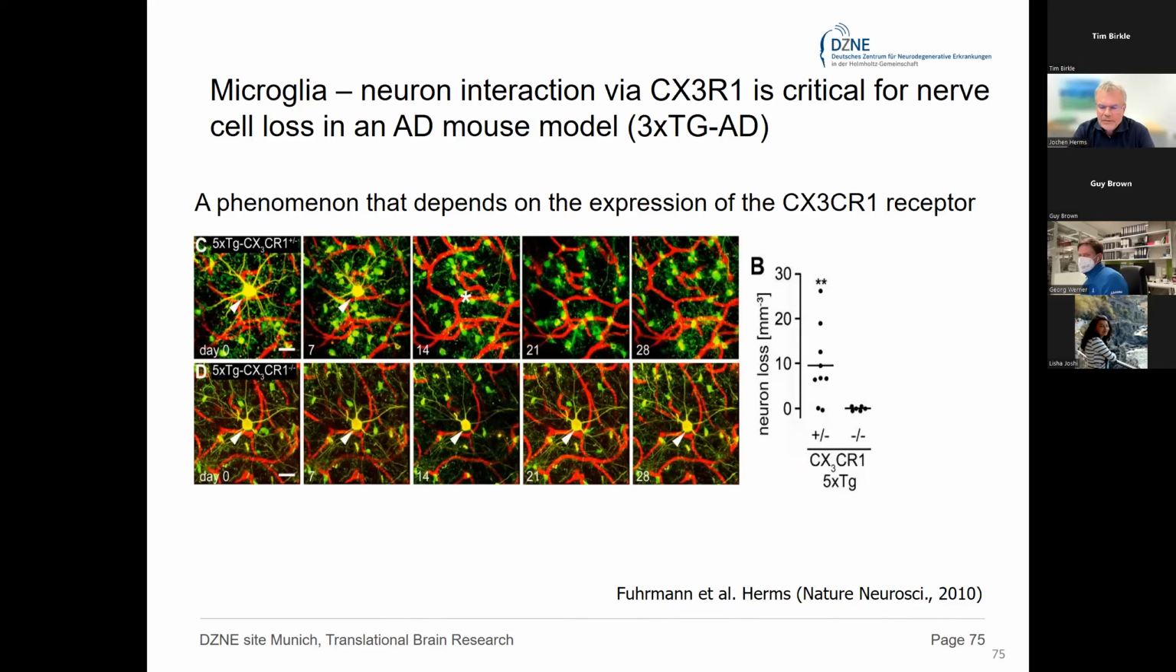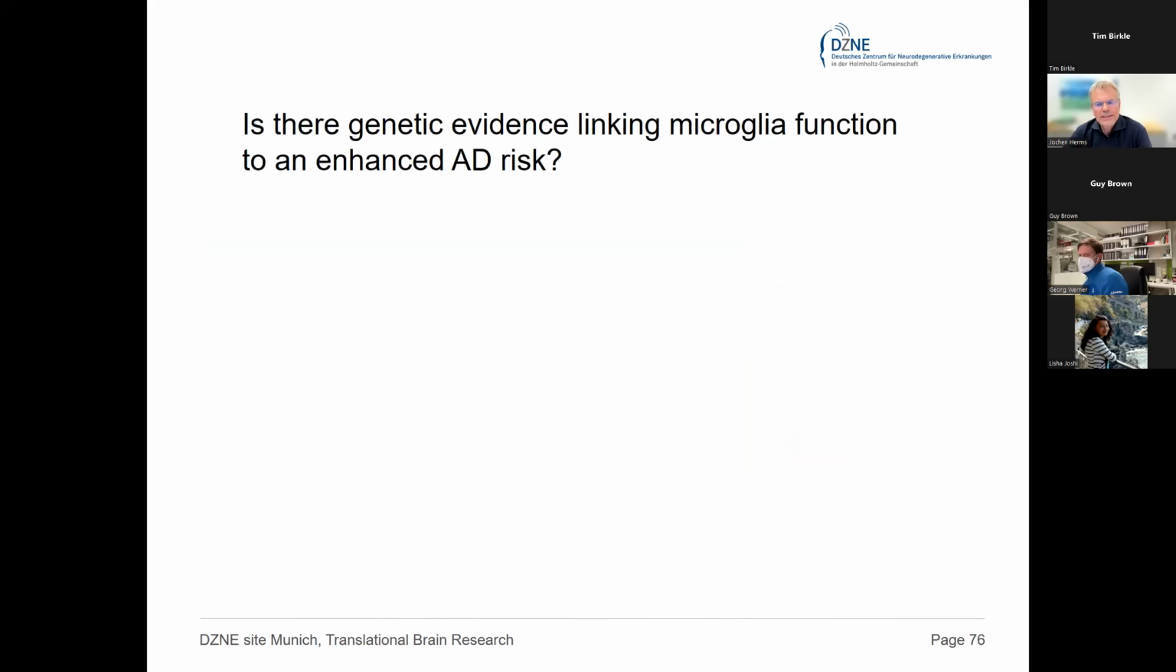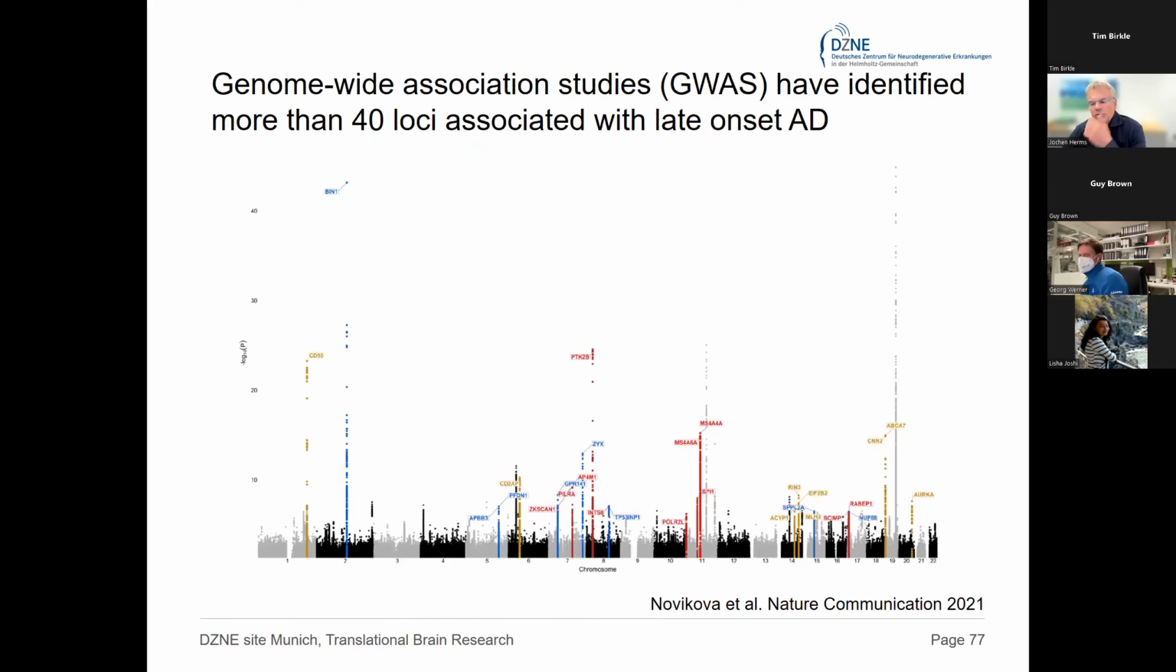At that time, I was really struggling with this finding, so I didn't follow it up at that point. At that time, no one was really convinced that microglia play an important role in Alzheimer's disease. So actually, I made the mistake of stopping it. However, during the following years, lots of genetic evidence came up that microglia function may be relevant in Alzheimer's disease.